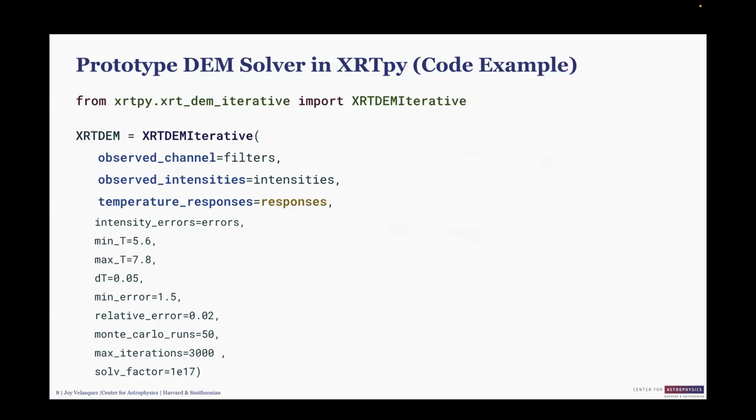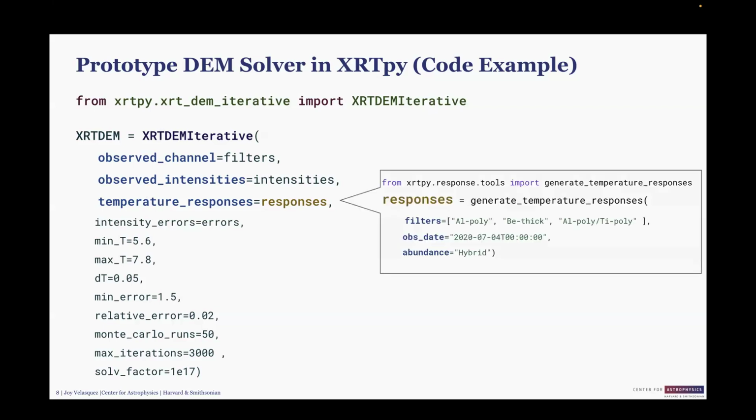You know your filters, you have your intensities that you're interested in, and you have the response. Like I mentioned, you can calculate this in XRTpy. The rest are default values that you can tinker with or adjust to try to get the best output for your DEM calculation. This is exactly what is mirrored in IDL, and we're transferring to a Pythonic version. To quickly highlight something new, at responses, we created a new tool recently called generate temperature response. You give it your filters, an observation date, and your preferred abundance, and it'll nicely format it in a way that it fits into the DEM class.